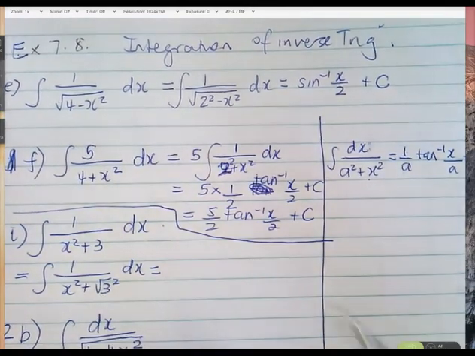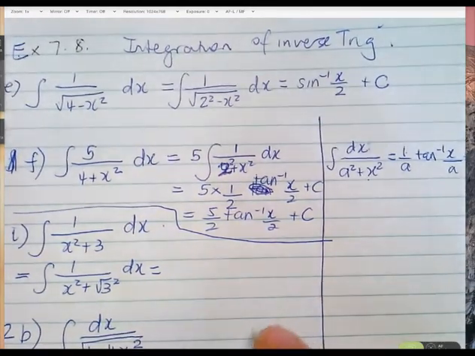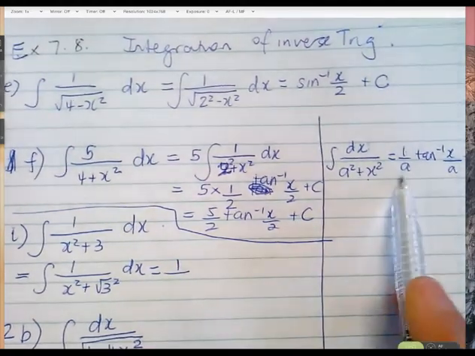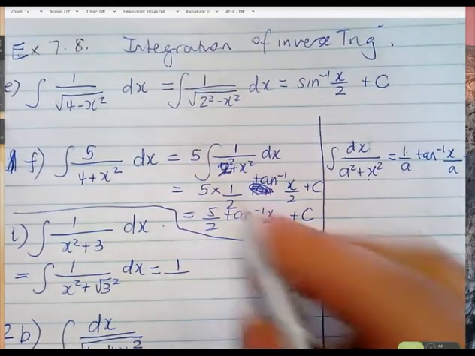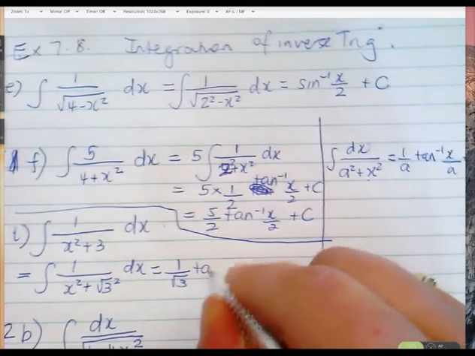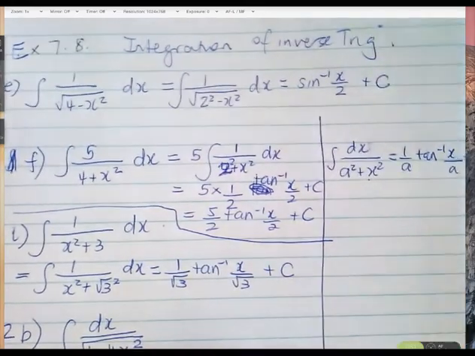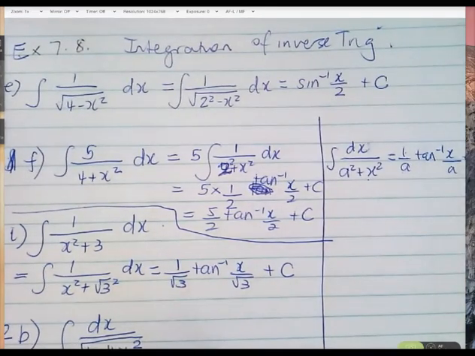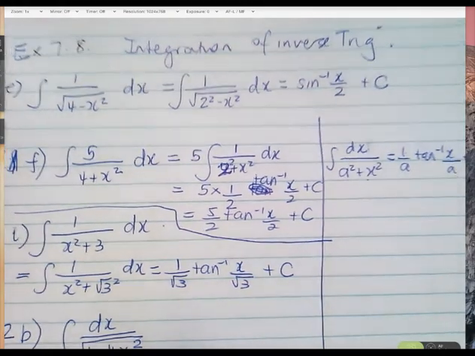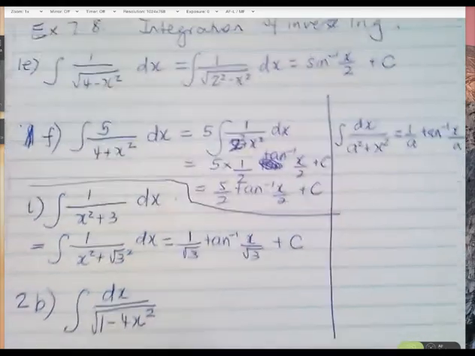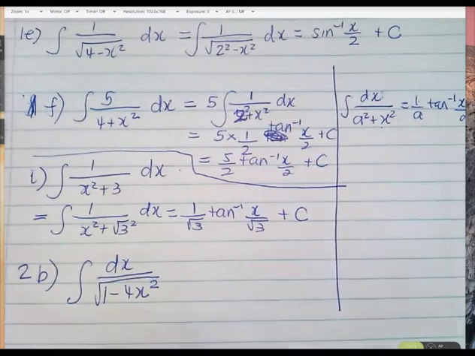So it's root 3 squared, so that will just be 1 over what? 1 over a, whatever that is. What's a? 1 over root 3 inverse tan of x over root 3 plus c. Next, ready? Are we okay? All right, this one is a bit different.